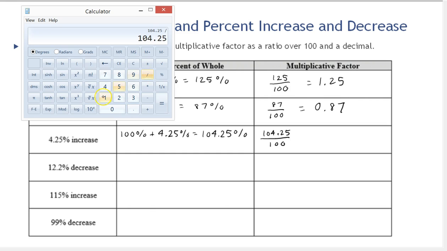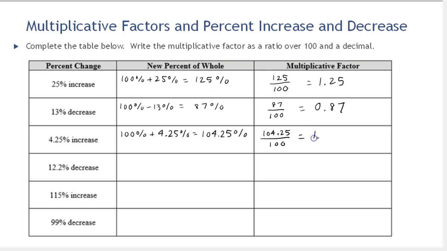And as a decimal, again, that moves the decimal place 2 to the left. We are not going to round. We need these decimal places. So 1.0425.